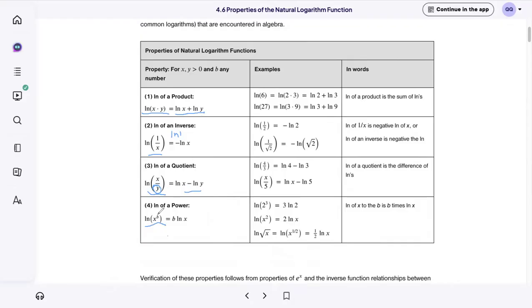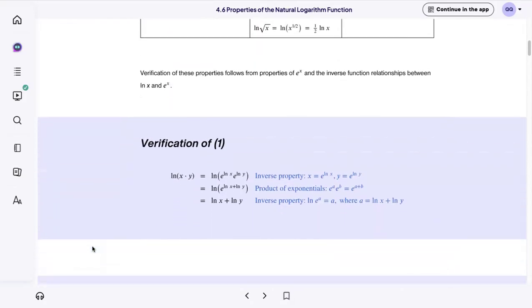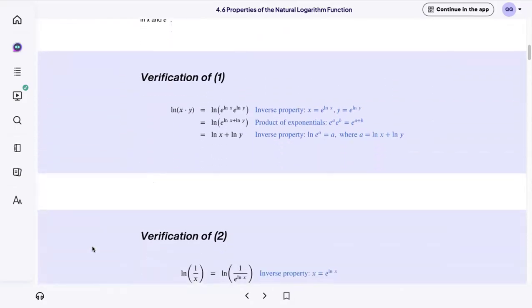Ln of x raised to b, this b comes up front, becomes a coefficient. So those are some examples.